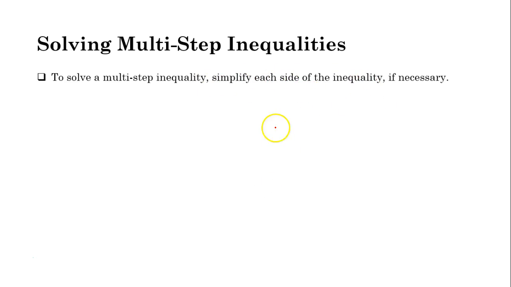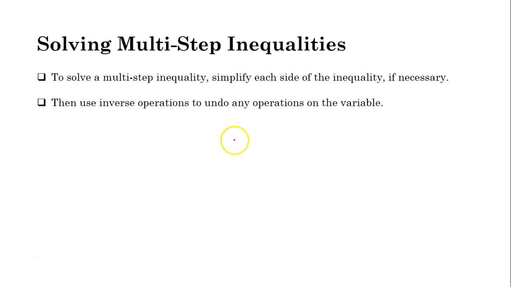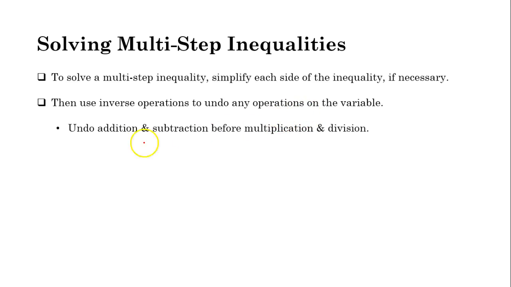So after we've made any necessary simplifications on each side of the inequality, the next step is to use inverse operations to undo any operations on the variable. And let's remember that we undo addition and subtraction before we undo multiplication and division. Here's what I mean by that.